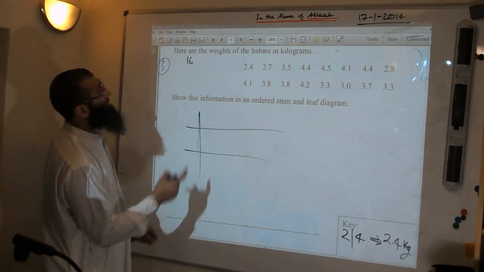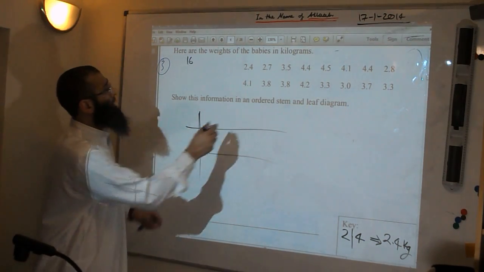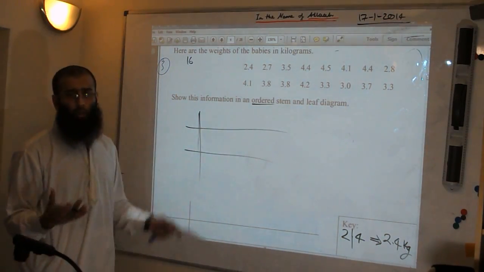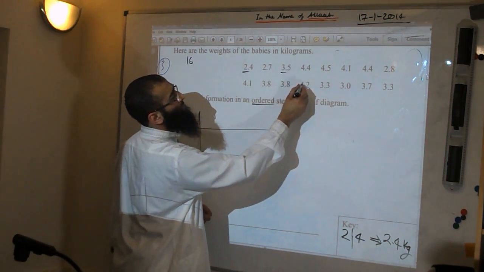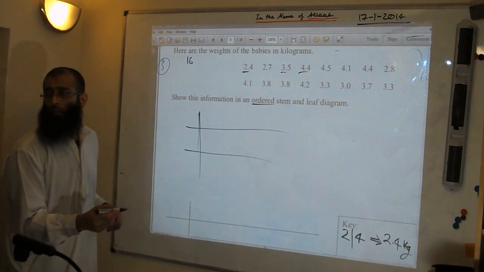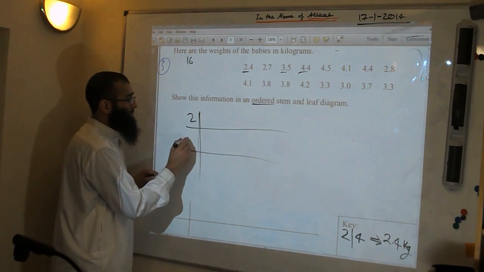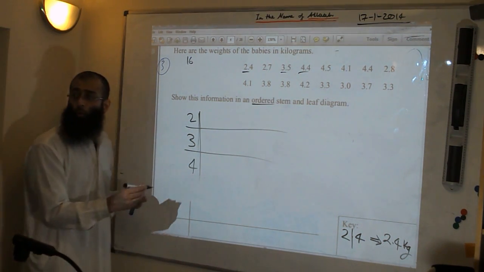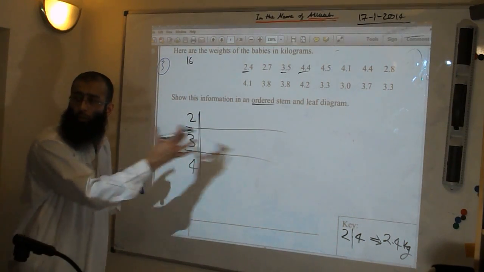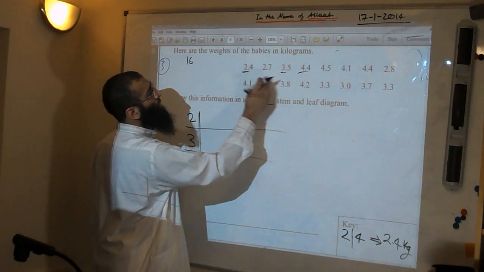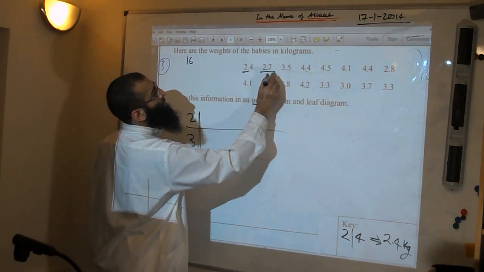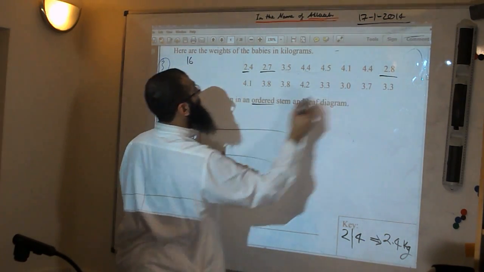Okay. Right. Let's have a look at the numbers, folks. Now we have to do an ordered stem and leaf, so the numbers must be in order. So we have 2 point something, 3 point something, and 4 point something. Is that right? Yeah. So let's have a look at the 2 point numbers. We have 2.4, 2.7, 2.8.